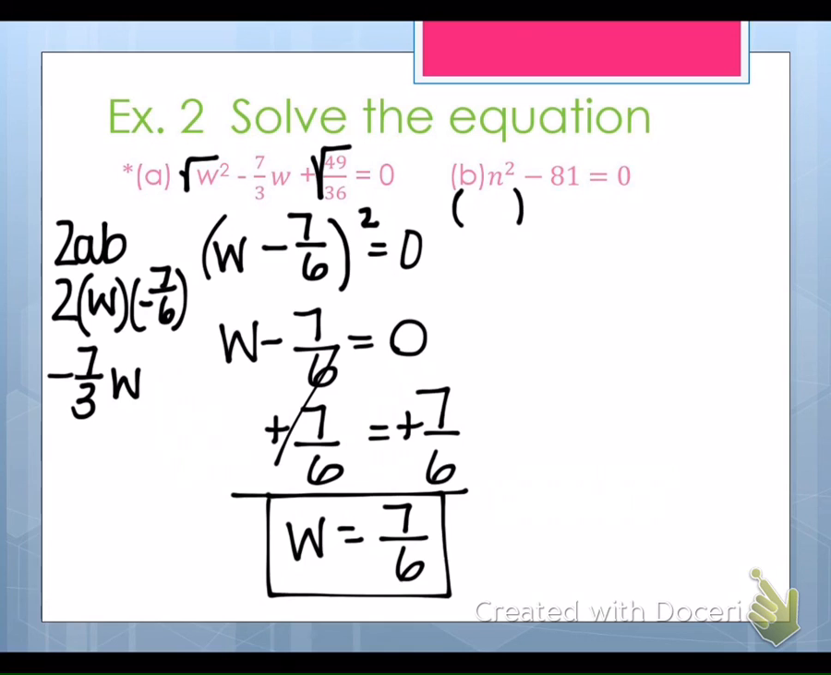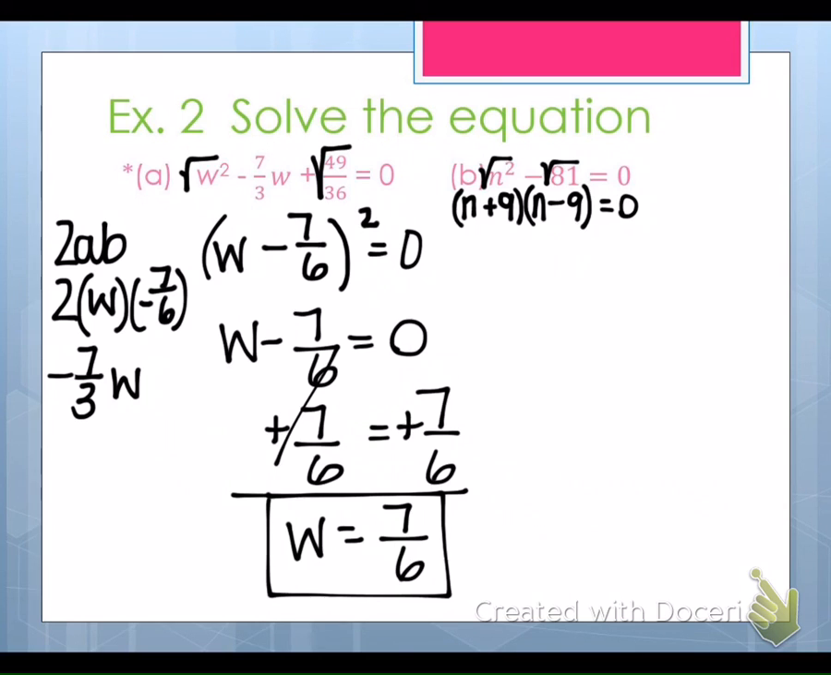How many sets of parentheses? 2. The signs will be different. And the terms will be n and 9. Very good. The square root of n squared is n. The square root of 81 is 9. And we bring down the equal 0.